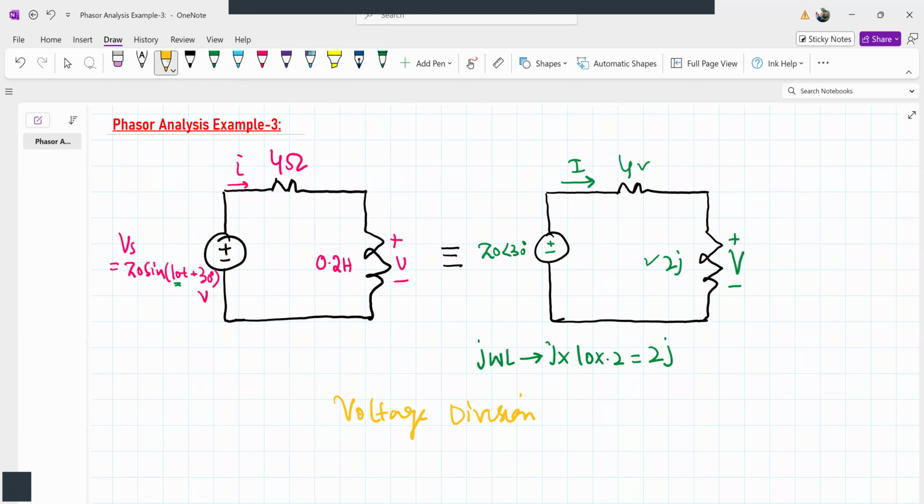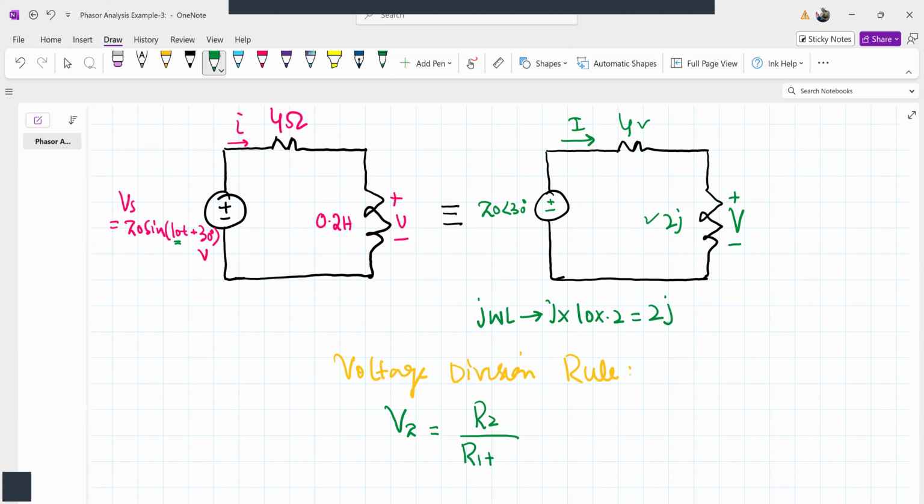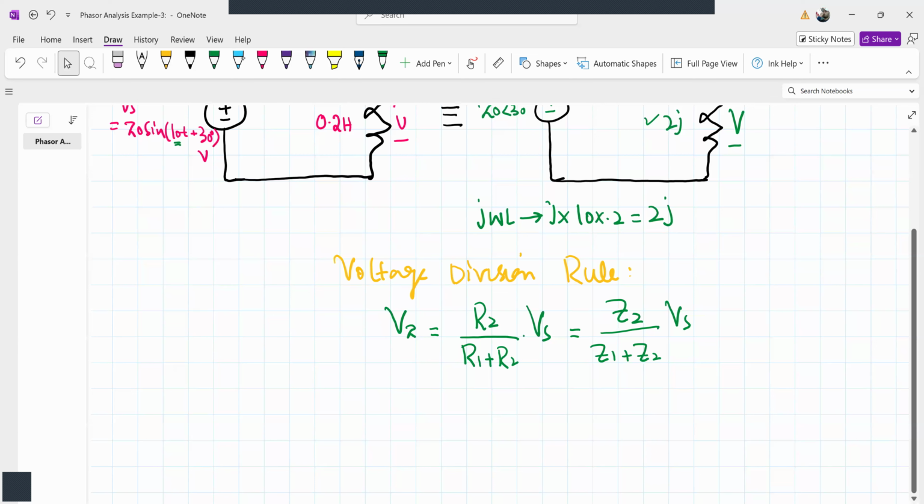Voltage division rule says that if we have to find the voltage across R2, let's call it V2, it is simply R2 divided by R1 plus R2 multiplied by the source voltage. If our resistances are impedances, then for the voltage across impedance Z2 it will be Z2 divided by Z1 plus Z2, multiplied by Vs, where Z1 and Z2 are the impedances. Here Z1 is 4 ohm and Z2 is 2j. So let's apply this and find V.